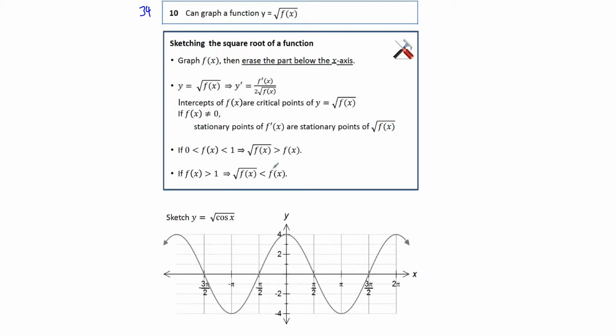Okay, so let's have a look at the example down the bottom here. Sketch y equals square root of cos x. Well, we first of all can think about where it's going to cross the x-axis. Well, it's going to cross the x-axis each time that cos x crosses the x-axis. So that's these points here.